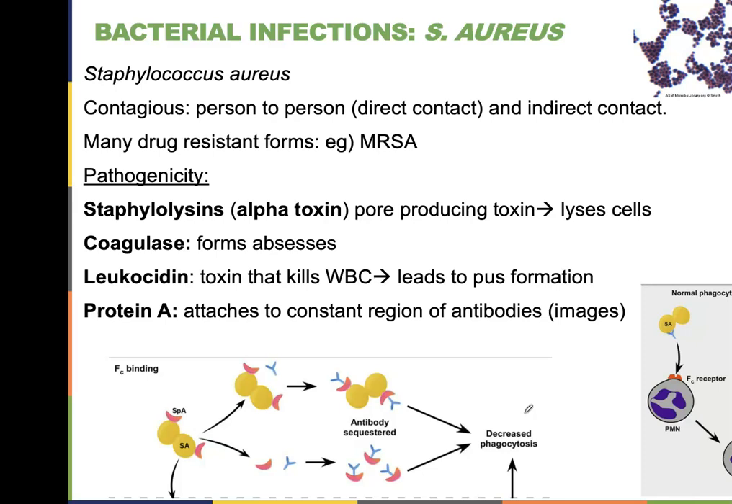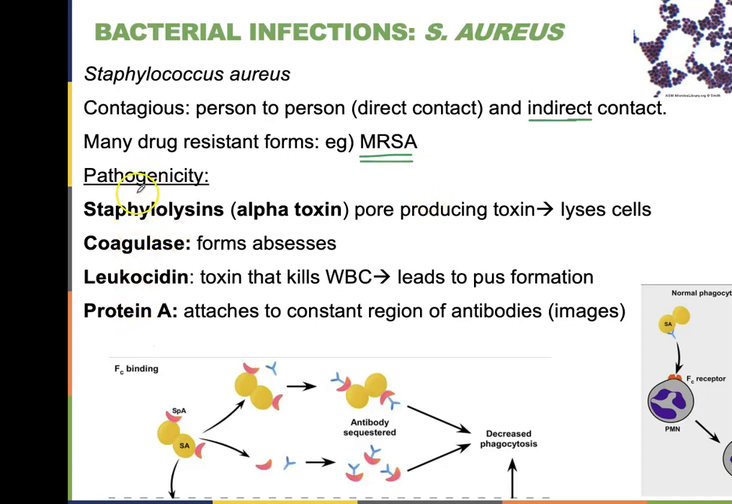Staphylococcus aureus is a very prevalent pathogen and also normal flora of many people. It is contagious from person to person, by direct contact and indirect contact, indirect meaning something like fomites. There are many drug-resistant forms. The one that we've heard of the most is MRSA, and it's still an issue for hospitals all around.